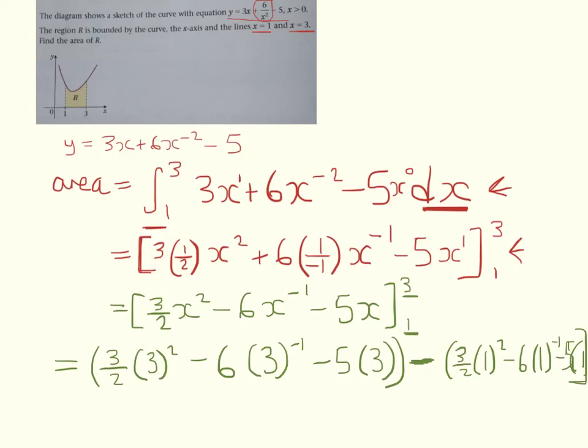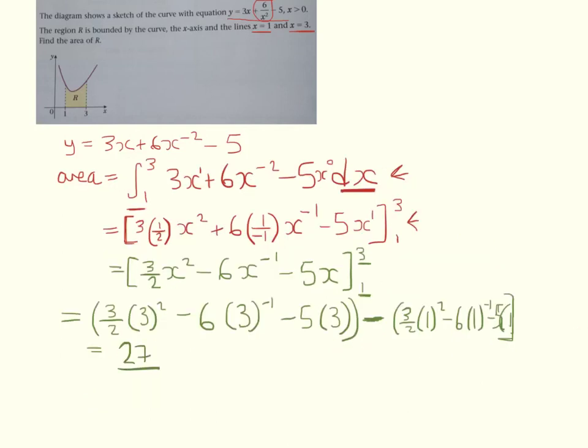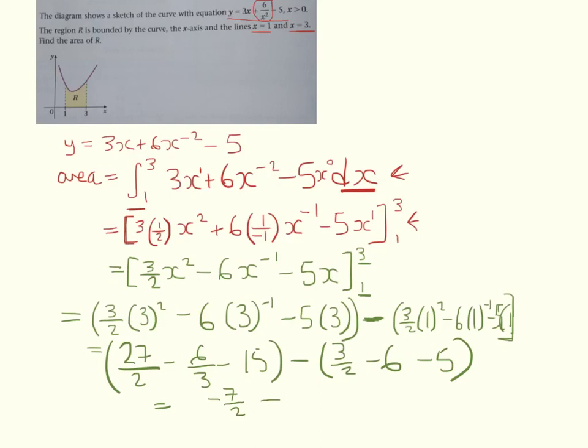Now let's work out what each of these brackets is equal to. So this one is going to be 27 over 2 minus 6 over 3 minus 15, minus the second bracket. It's quite boring. Fortunately we're in C2, so we can put this in on our calculator, but it is important to show all the steps. So let's work out this bracket first. For the first bracket, I got minus 7 over 2, and for the second bracket, I got minus 19 over 2. So if I do minus 7 over 2 minus minus 19 over 2, then I get 6. And now I've found this shaded region here. We've found the area under the curve.